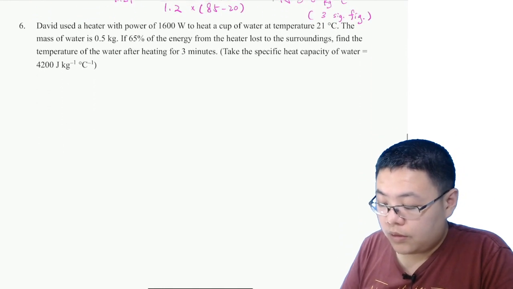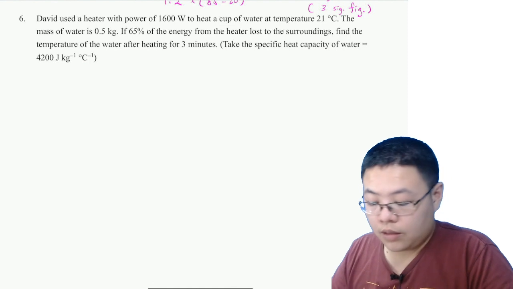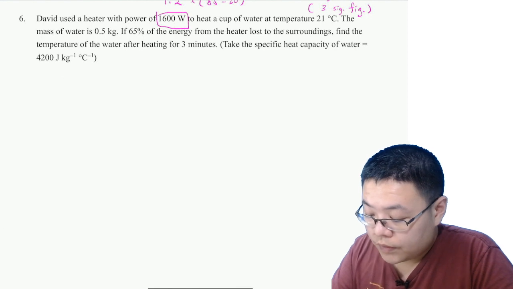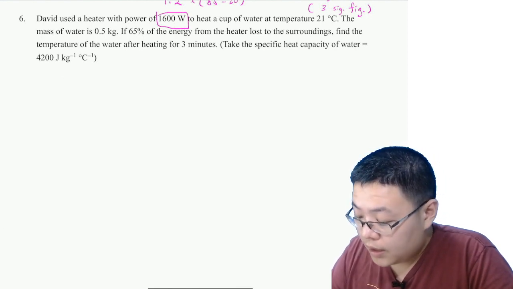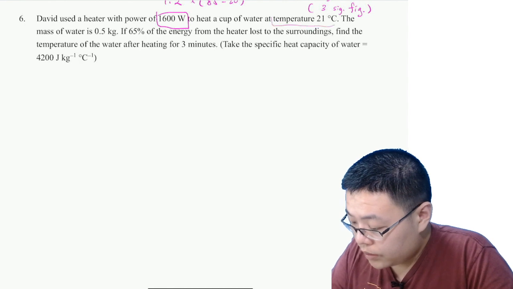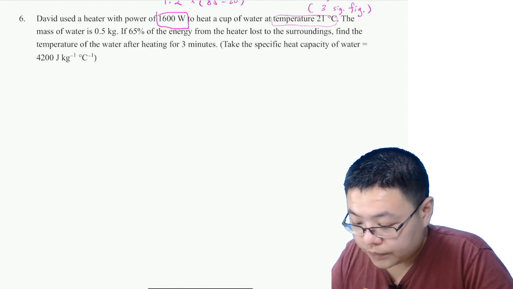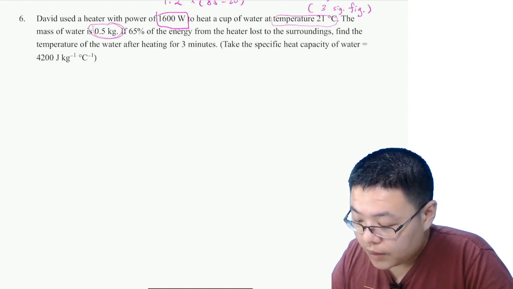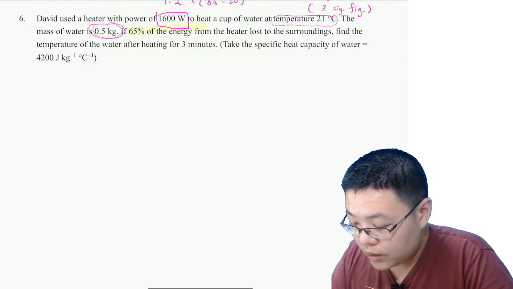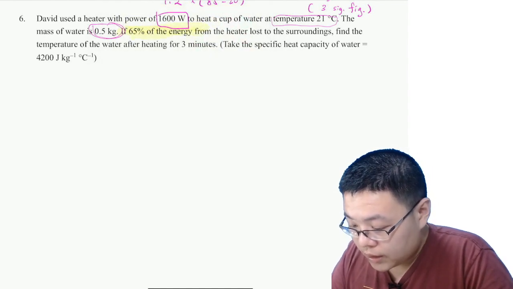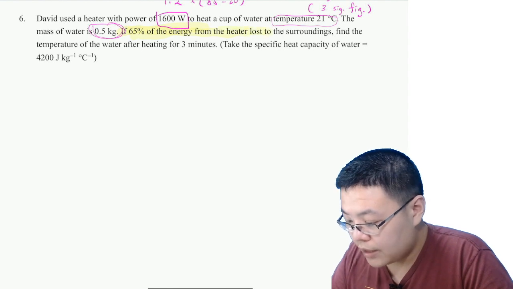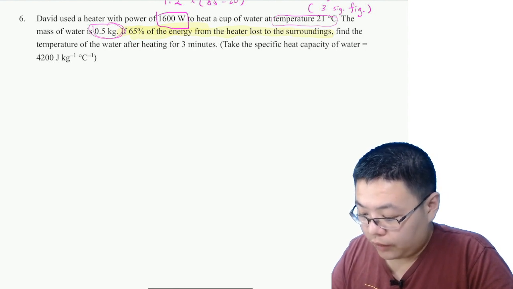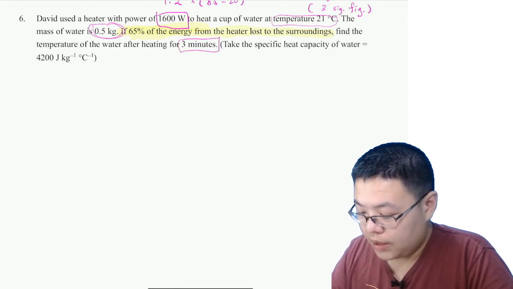Very simple. And then question 6. David used a heater with power of 1600 W and then heated water at temperature 21 degrees at the beginning, and then the mass of the water is 0.5 kg, but this time it does not say no energy loss. On the contrary, it says 65% of heat is lost to the surrounding. Find the temperature of the water after 3 minutes.